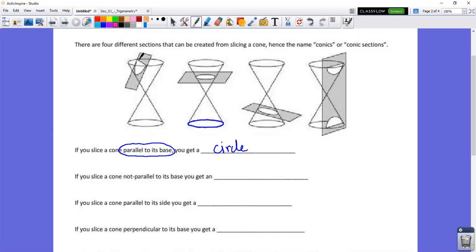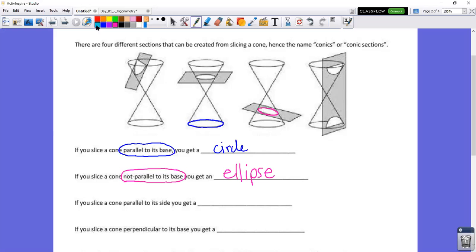If you slice it not parallel to its base, you're going to get an ellipse. This one here is your ellipse with 2 L's. It's important to spell math words right. So if you cut it not parallel to its base, at any type of an angle between parallel and another parallel, you're going to get an ellipse, which has one side longer than the other.